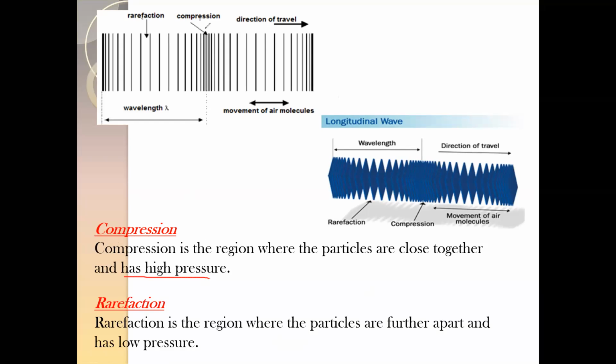And the distance between two successive compressions, this is one compression and this is another compression. So the distance between two successive compressions is called wavelength, or the distance between two successive rarefactions is also called wavelength or length of the wave.